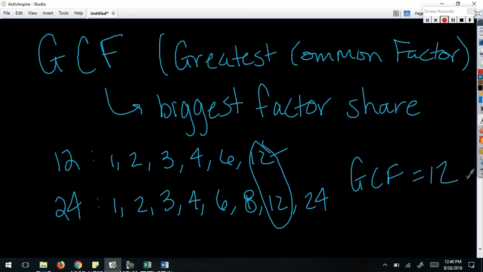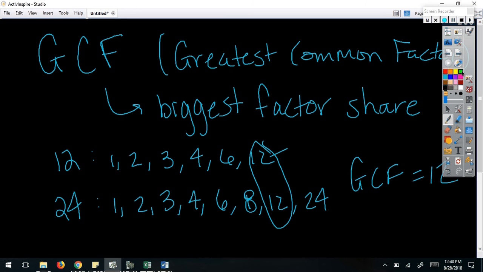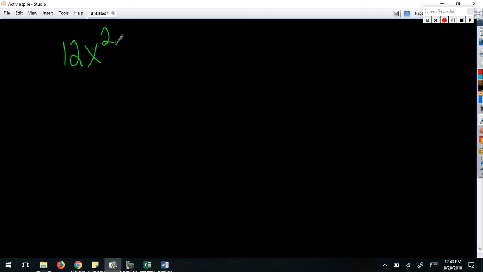Does that make sense? What if I throw some variables in there? No. Everybody just said no in unison, because that's going to stop it, right? Let's use those same numbers. Let's say I have 12x squared and 24x to the third. Now what's the greatest common factor? 12x squared. Exactly.